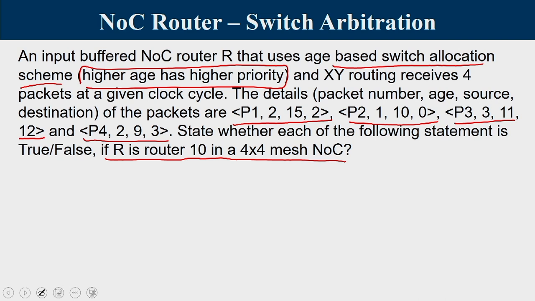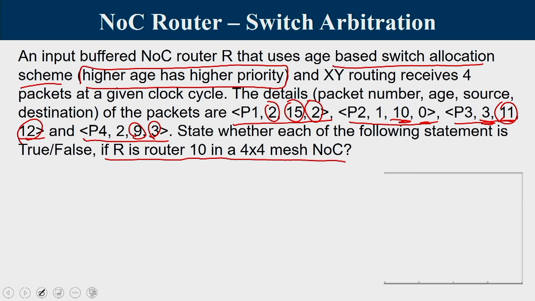Packet P1 has an age of 2. It is coming from 15 and is in the process of going to 2. So 15 and 2 are the source and destination. Similarly, P2 is coming from 10 going to 0. P3 is from 11 going to 12, and P4 is from 9 going to 3. So the ages of the packets are also given.